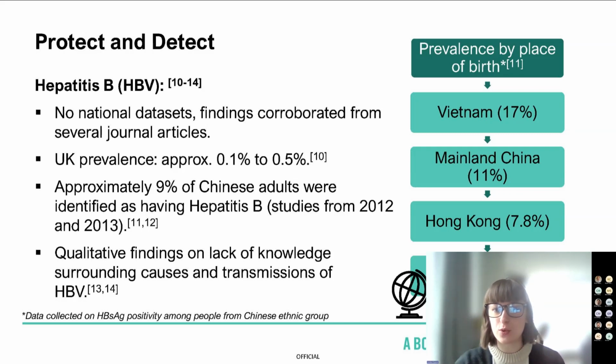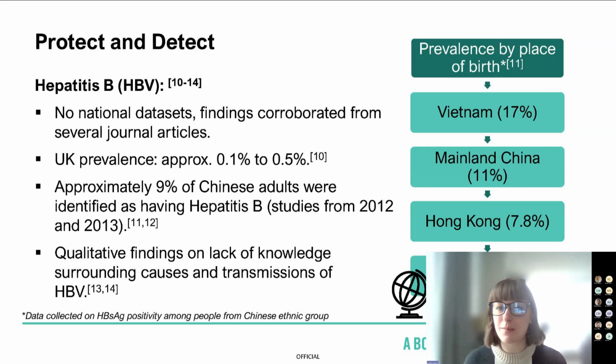And again, this prevalence varied significantly based on country of birth. So on the right here, it talks about country of birth of those that identified their ethnic group as Chinese in the studies. So again, it varies significantly between the UK and those born in different parts of the world. So for example, the Chinese population that was born in Vietnam in these studies had a prevalence of around 17%, whereas those that were British-born Chinese had a prevalence of around 6.7%.